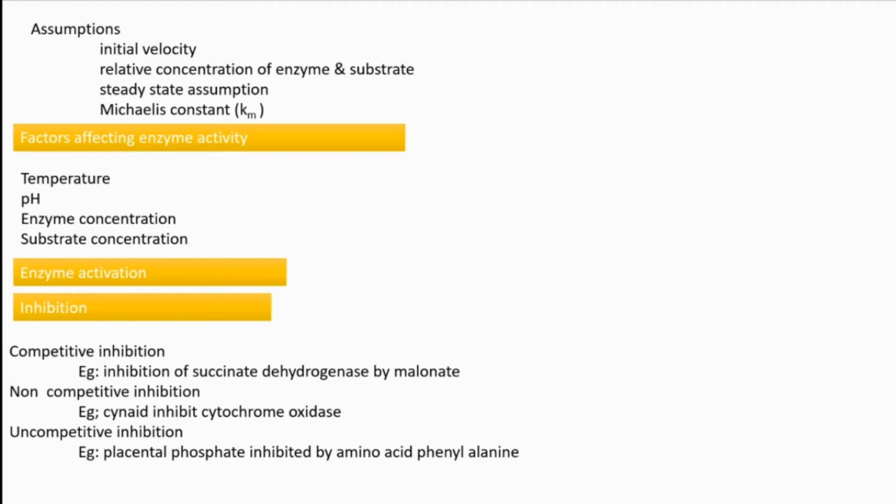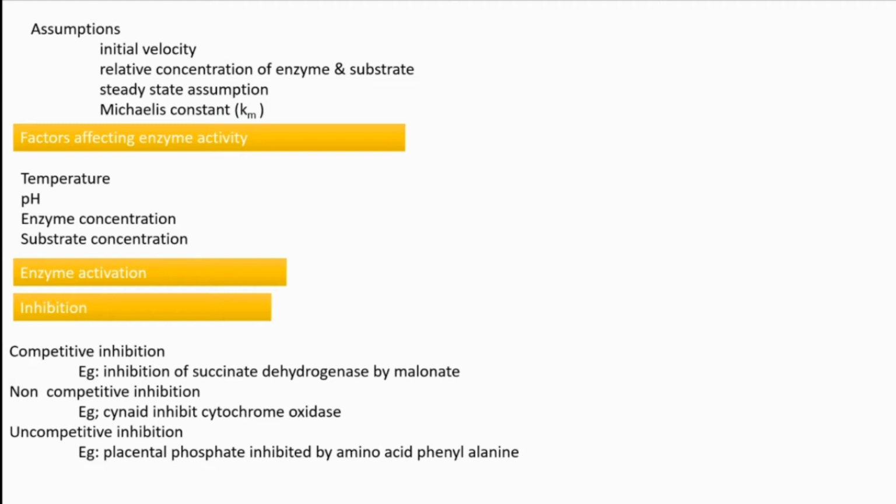Next, we are going to see inhibitions. A very important question: which are the different methods of inhibition of enzyme action? Inhibition is a suppression of enzyme activity, and the agents are called enzyme inhibitors. Different types of inhibitions are there.